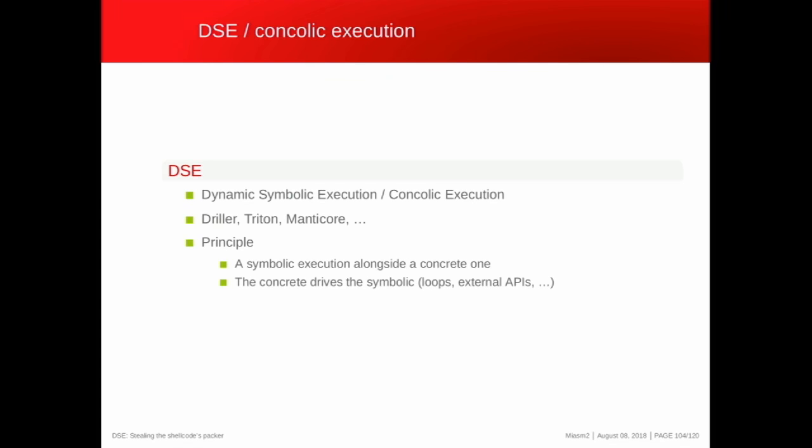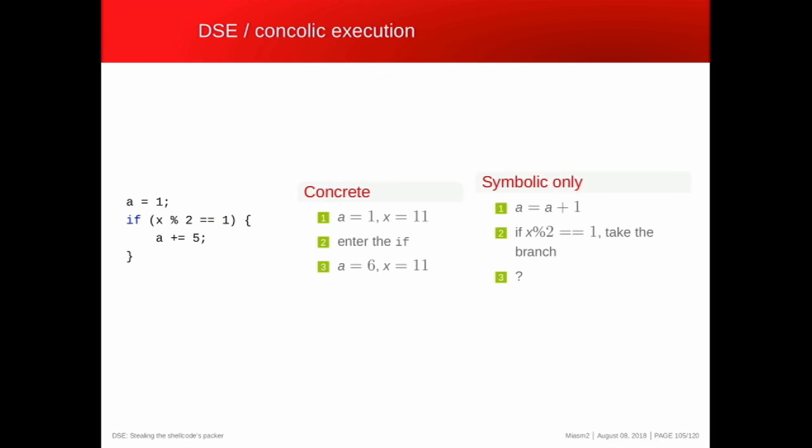If you have a symbolic execution alongside a concrete one, the concrete execution says where we have to go. For instance, if I have this minimalist code snippet, the concrete execution is entering the if. If I just run a symbolic execution, as Fabrice said before, it will get stuck on the if statement, not knowing whether to enter this statement or not. In a dynamic symbolic execution, we look at what the concrete execution is doing, taking the branch. So we also take the branch.